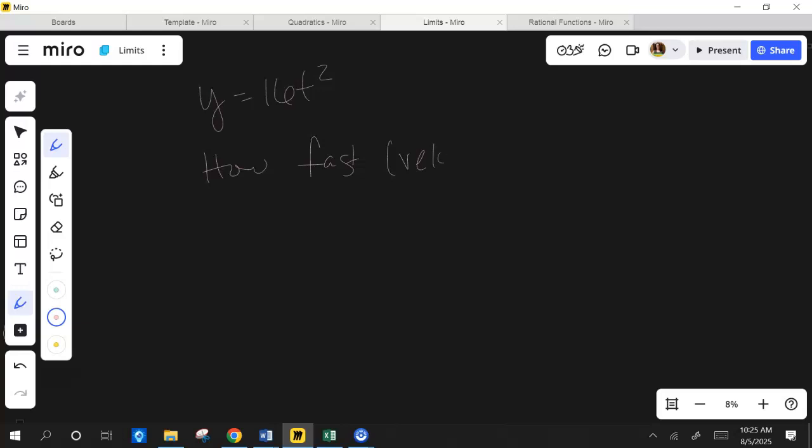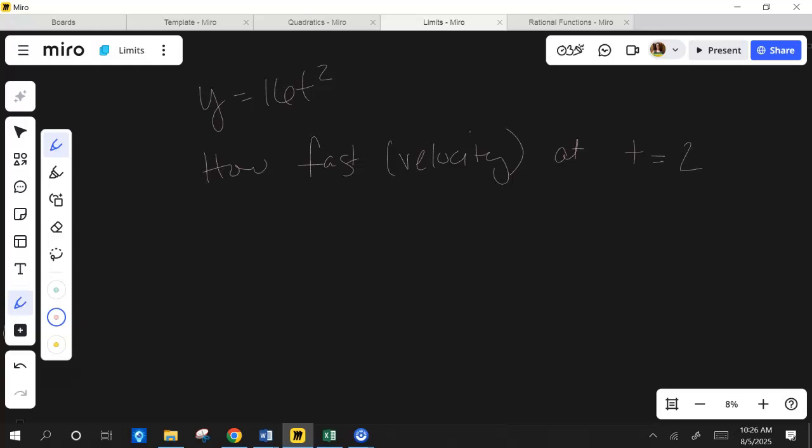So I'm looking for velocity at time 2. I can find the average. I can find how fast, right? I can find where it was at 0. I can find where it was at 2. I can do average rate of change and have the feet per second. But what if I wanted the instant it's 2, right at 2?